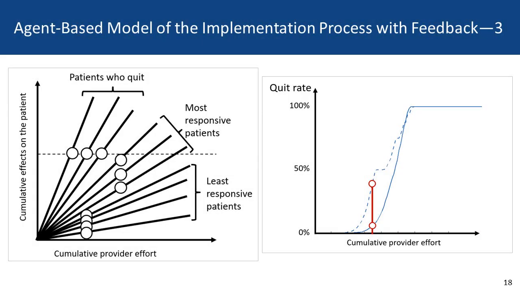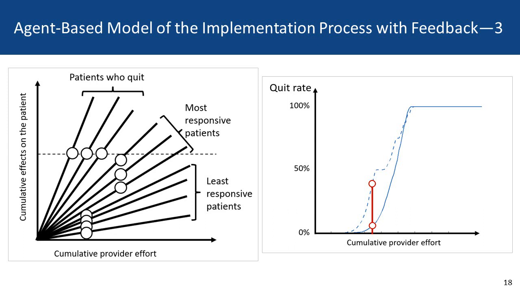In public health interventions, there's often a concern about the least responsive patients. So here, we repeat the analysis in the previous slides, except instead of putting the effort towards the most responsive patients, we put more effort towards the least responsive patients. So on the left side, you see that the patients who are the most responsive, which have curves that are the steepest, have less cumulative provider effort compared to those who are least responsive and who have lower slopes. And as you would expect, by putting more resources and provider effort towards the least responsive patients, we're going to have a lower quit rate.